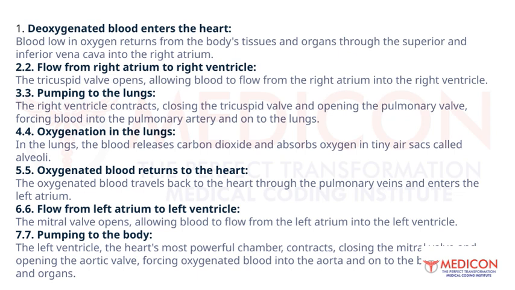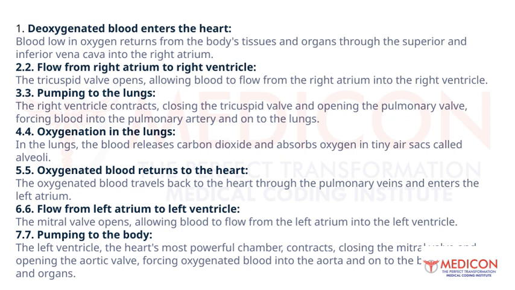Next, when the right ventricle contracts, it closes the tricuspid valve and opens the pulmonary valve. This action pushes the blood into the pulmonary artery, which carries it to the lungs for oxygenation. In the lungs, the blood releases carbon dioxide and picks up fresh oxygen through tiny air sacs called alveoli. Once oxygenated, the blood travels back to the heart via the pulmonary veins and enters the left atrium.